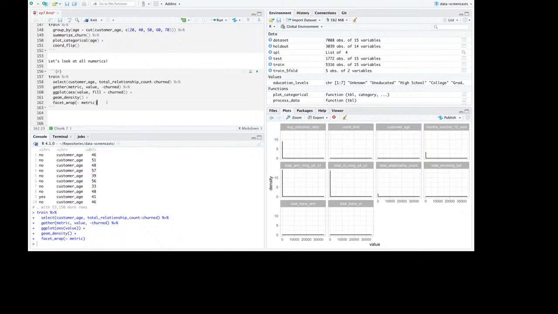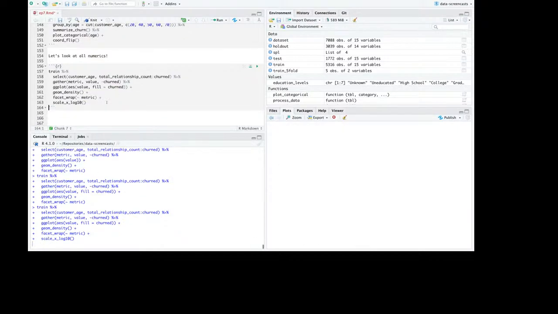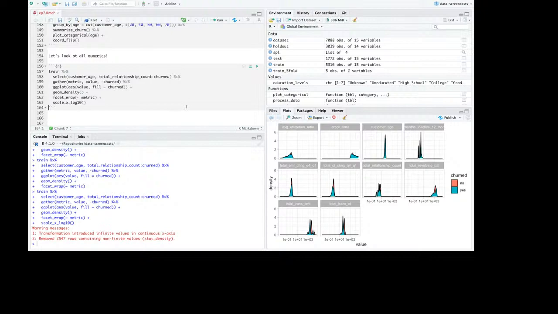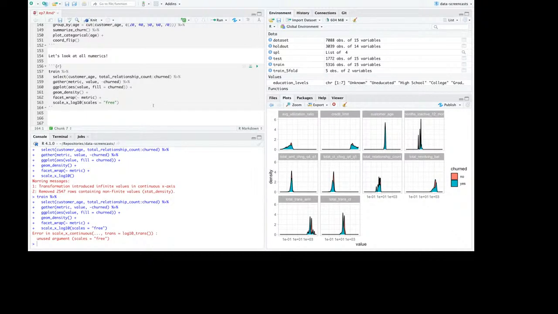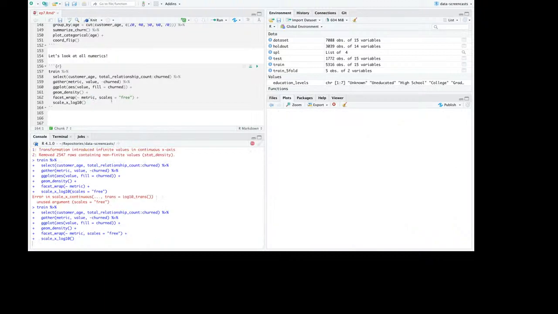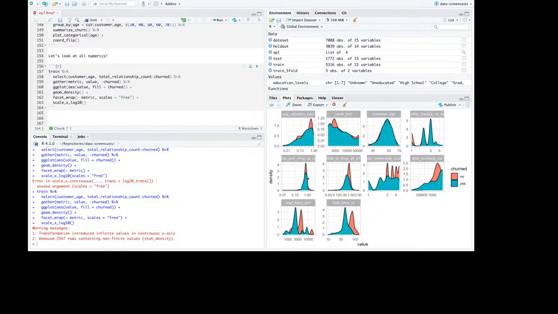Something feels actually odd about these. It's not crazy to be large, but I didn't expect them to be quite that large. Oh, of course. I need scales equals free in the facet. And this is just a nice graph where I can say, yeah, some of them don't need to be logged, some of them do. And let me see. Yeah, here's what I'm going to try.